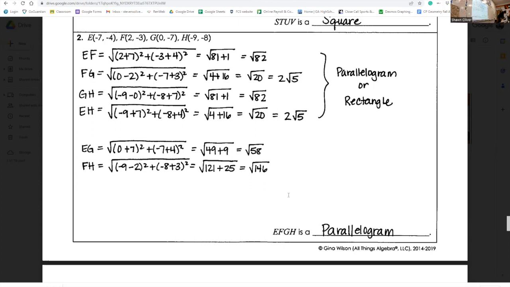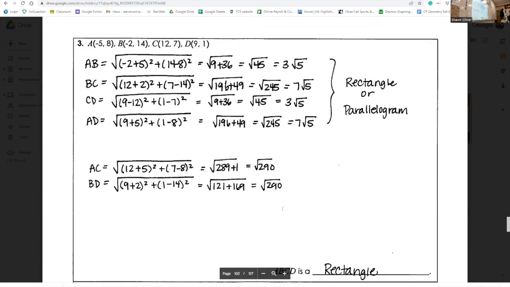Right, number 3. I got it right, Coach. Fantastic. And again, 2 pairs of congruent sides. So it comes down to, are my diagonals congruent or are they different? Because they're congruent, it becomes a rectangle.